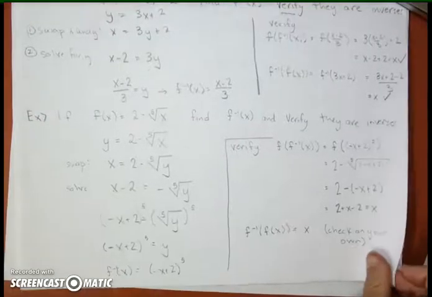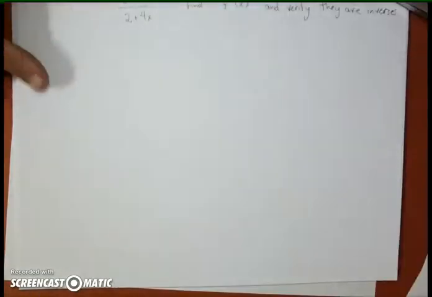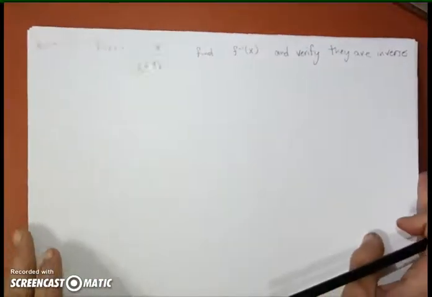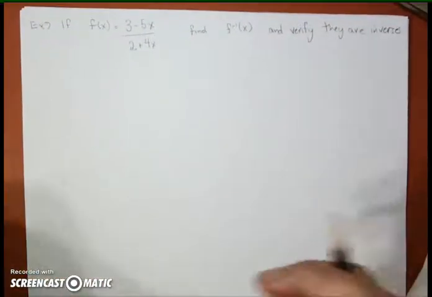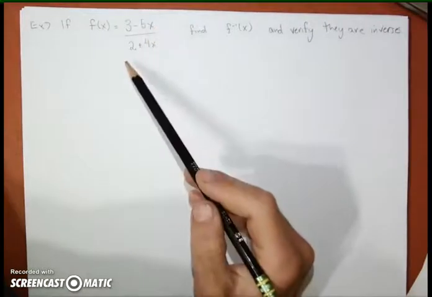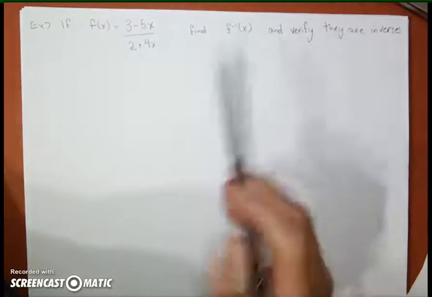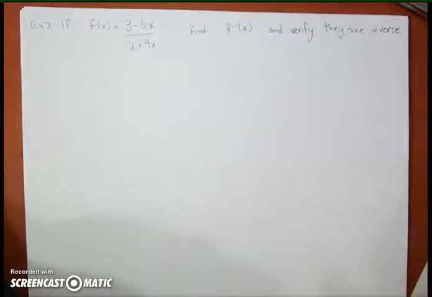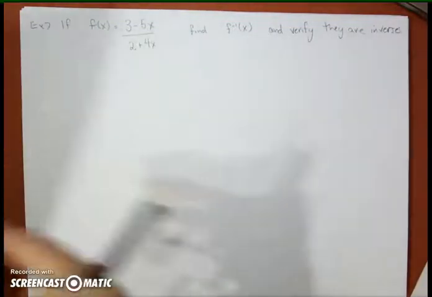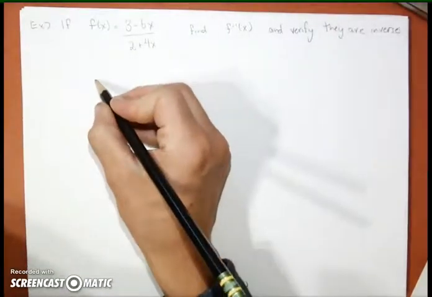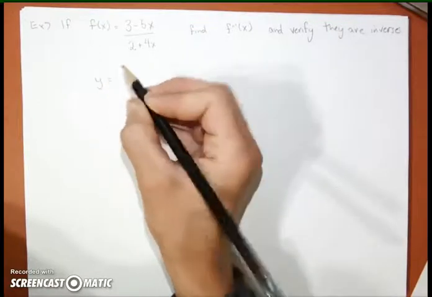Okay, one more tricky example. You'll see one like this on the webboard. Okay, so if f of x equals 3 minus 5x over 2 plus 4x, we need to find f inverse of x and verify that they're inverses. So this isn't hard because it's a different process. It's hard because there's a lot of algebraic manipulation that you need to do to make sure that you get the right answer. So I start out the same way.